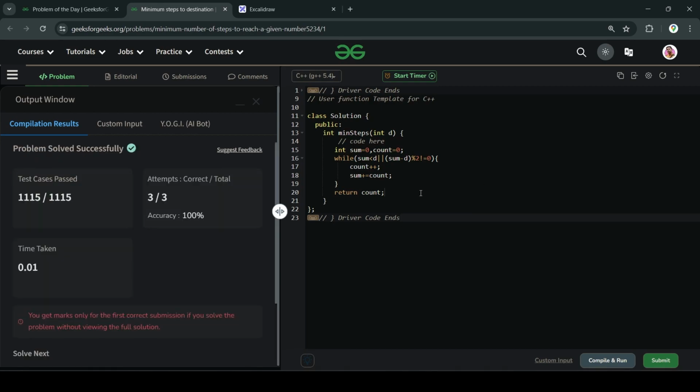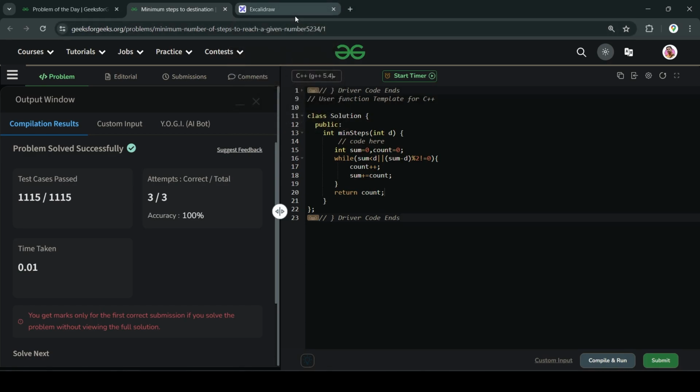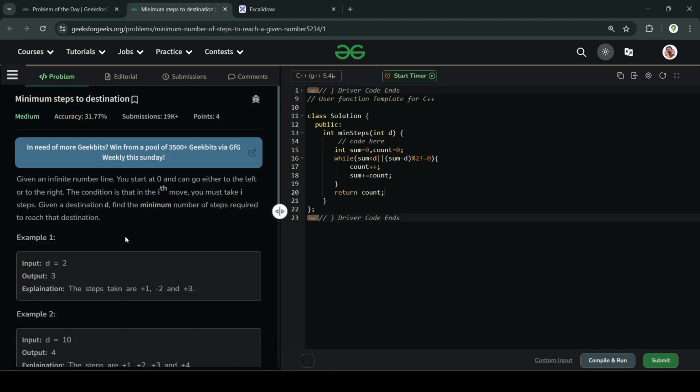So what will be the time complexity? Obviously order of n, because we are using a while loop and we are traversing until the sum is not less than d and this condition. And for the space complexity, we are not taking any extra space, so that is order of 1. And yeah, that is our approach. Hopefully you have understood the intuition. It is not a simple question. You have to use mathematics here.